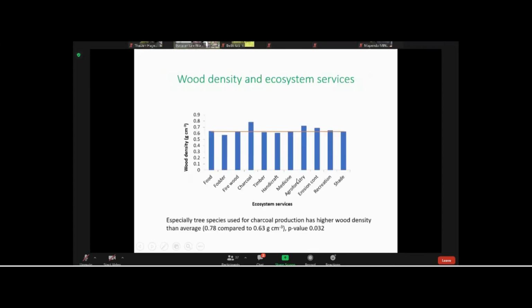In this figure, you can see that the species which is the best for charcoal making has a wood density which is very high.